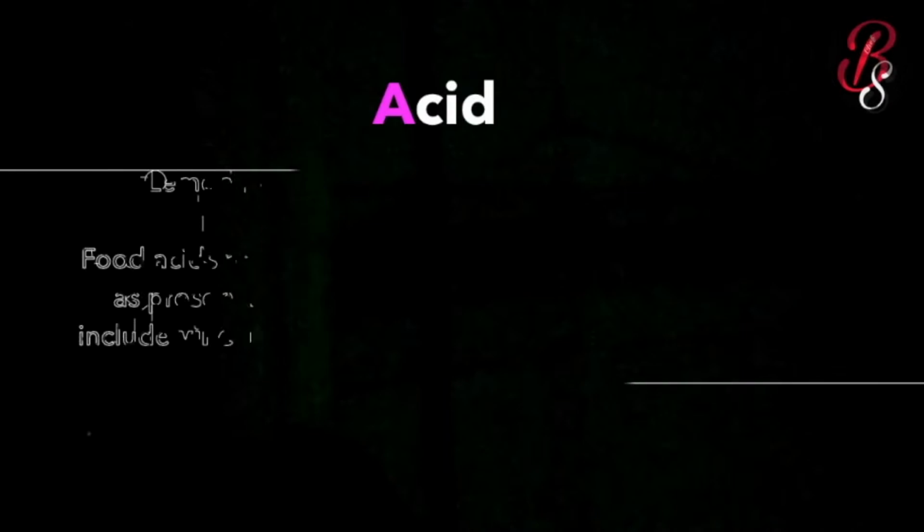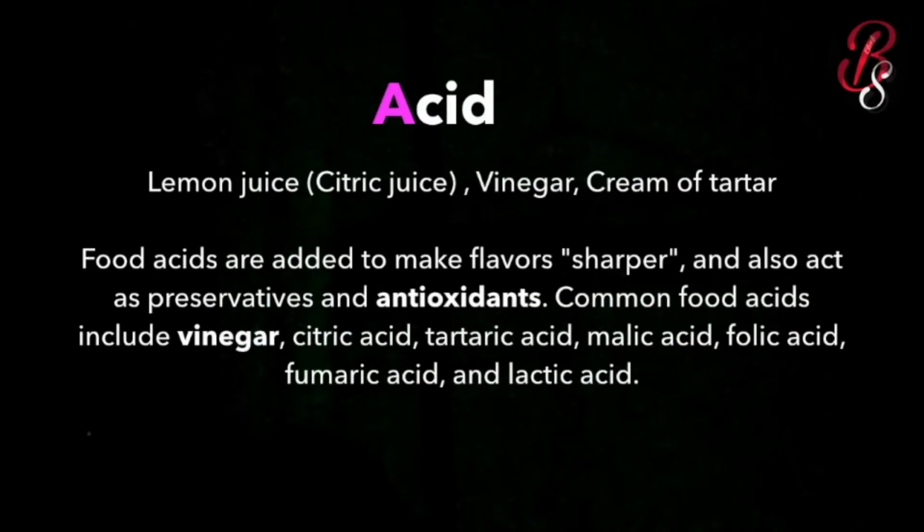So before wasting time, let's see what exactly the first term we have is: acid. Basically everybody knows what acid means, but let me just elaborate a bit for you. There's lemon juice, citrus juice, vinegar, or cream of tartar, right? Food acids are additives that make flavor sharper and also act as preservatives and oxidants. Common food acids include vinegar, citric acid, tartaric acid, malic acid, folic acid, fumaric acid and lactic acid.